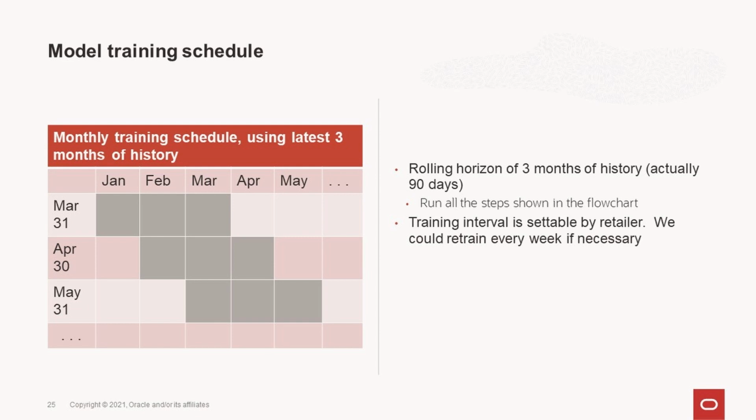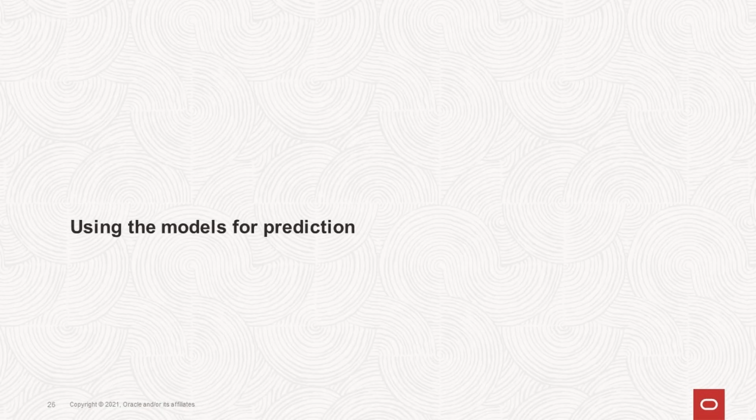You could set the frequency of training to be more frequent than what I've shown here. That's also settable in our software. I've only illustrated the monthly training case because it was easier to illustrate. But the main point here is there's a rolling horizon where we keep refreshing the models using the latest data. So we've covered the training.